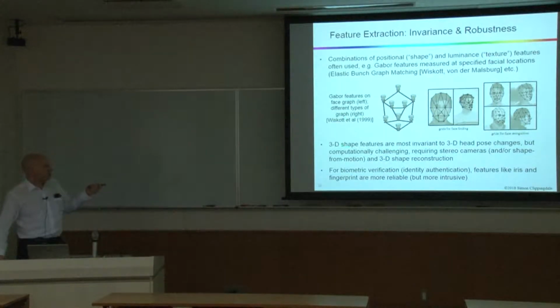So 3D shape features are the most invariant to 3D head pose changes. Obviously, if you could extract a 3D description of people's faces, that would be lovely, but it's very computationally difficult. You need stereo cameras or shape from motion to get the 3D structure. In practice, for biometric verification, to authenticate people, features like the iris and fingerprint are actually more reliable, although they're more intrusive in general.